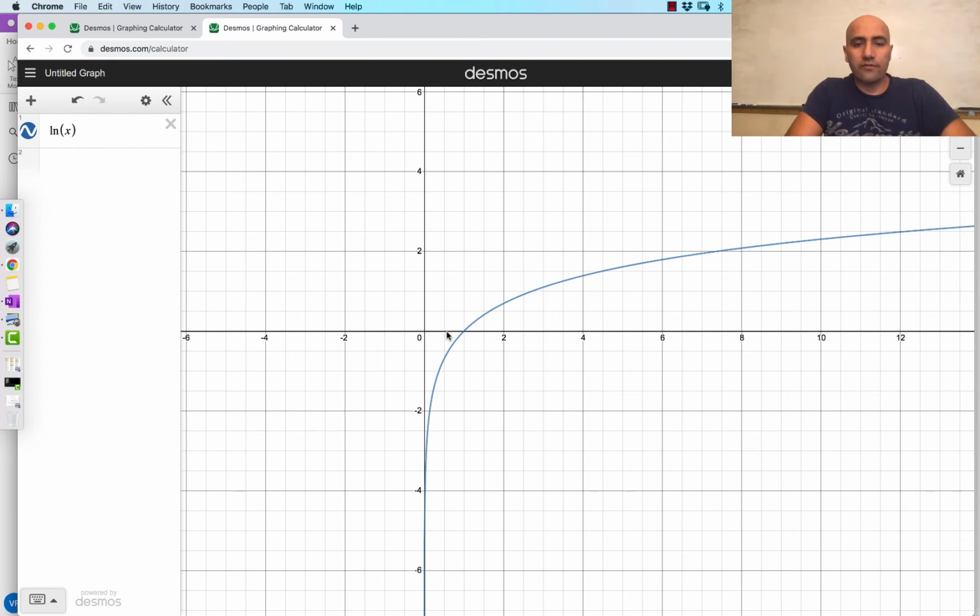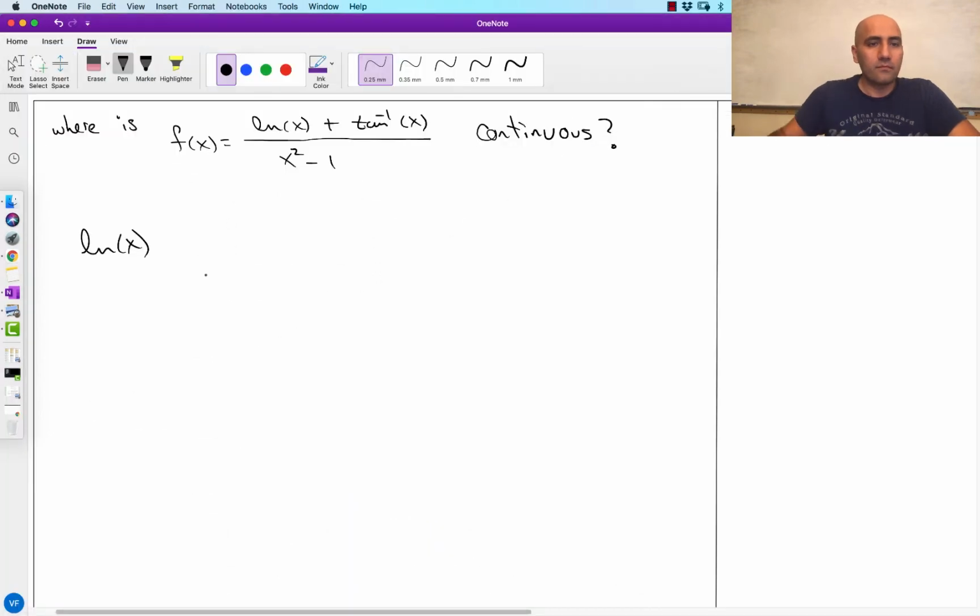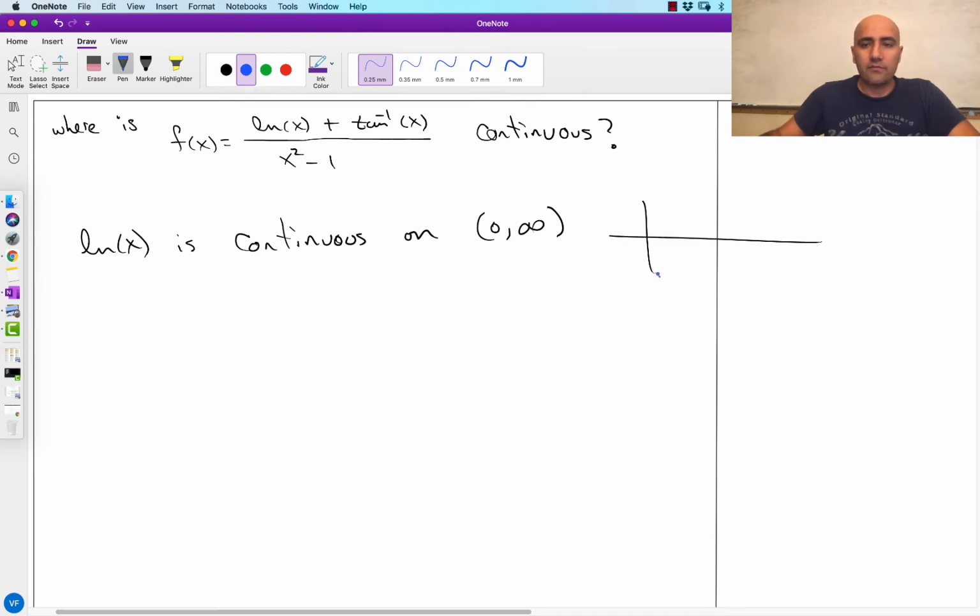And so hopefully from here we can be convinced that this function is continuous everywhere except on zero, right? We can't plug in zero. Ln of zero is undefined, or any negative values. So it's continuous from zero to infinity, not including zero. And it's a cute little sketch, just to sketch a little graph. It kind of comes like this and goes like that.